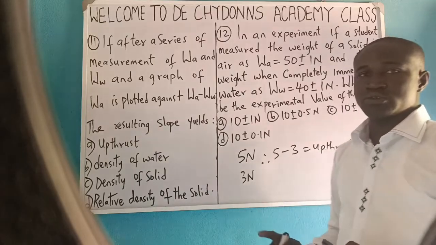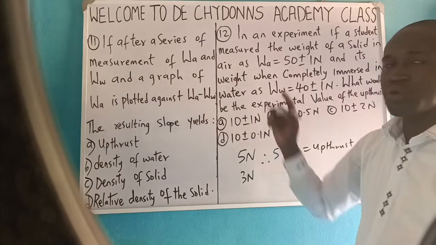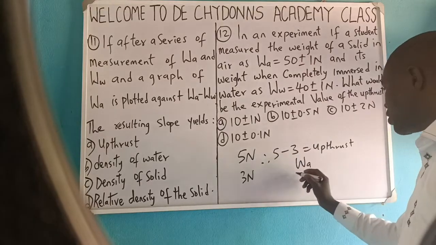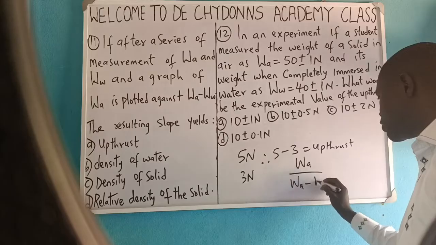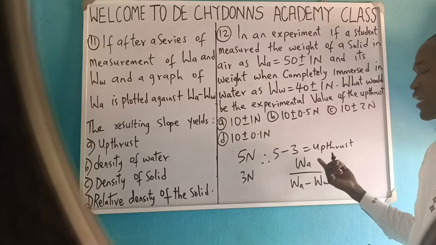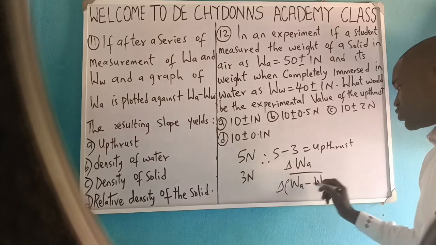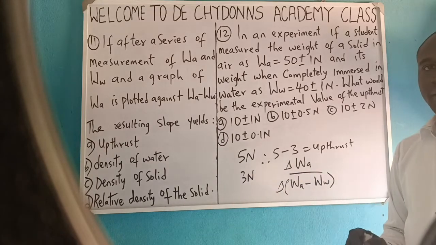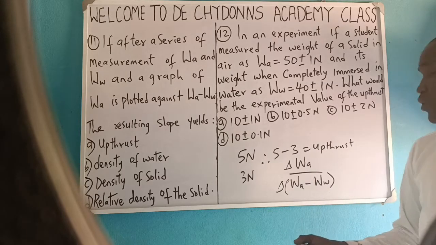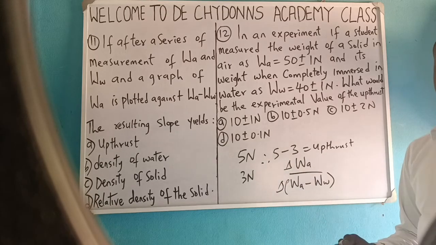We say upthrust. But for them to talk about WA plotted against WA minus WW, that means look at WA, the vertical axis, all over WA minus WW. What formula is this telling you? This is a way of getting slope. After you plot this graph, you will say change in this all over change in what? This. Remember that we have different formula for relative density. You have many of them. We have weight in air all over weight in air minus weight in water.